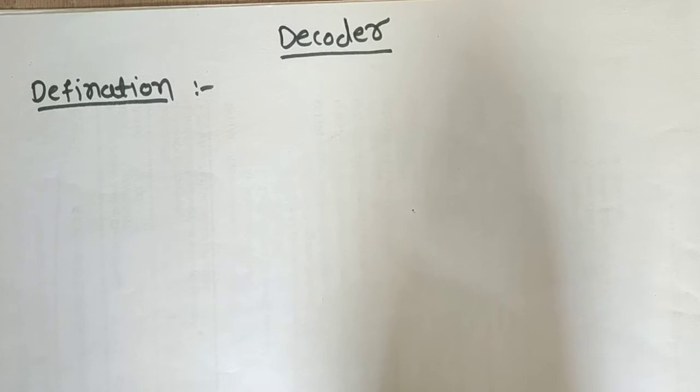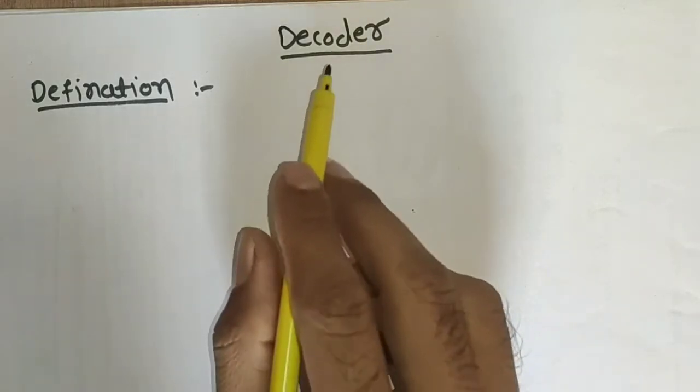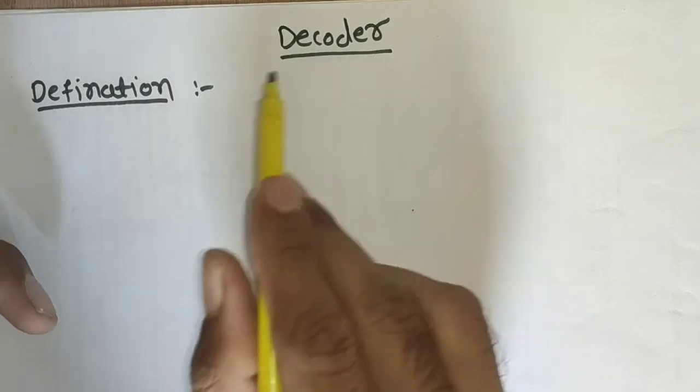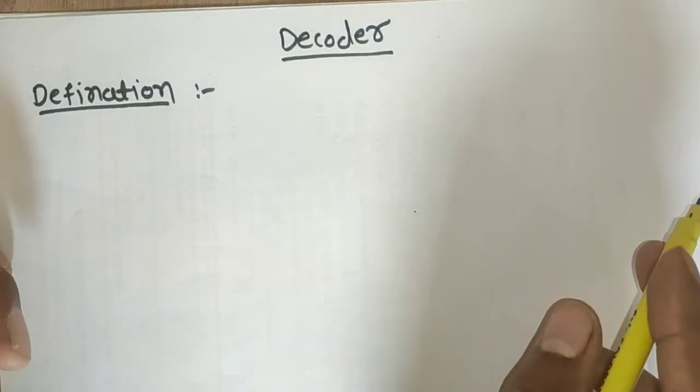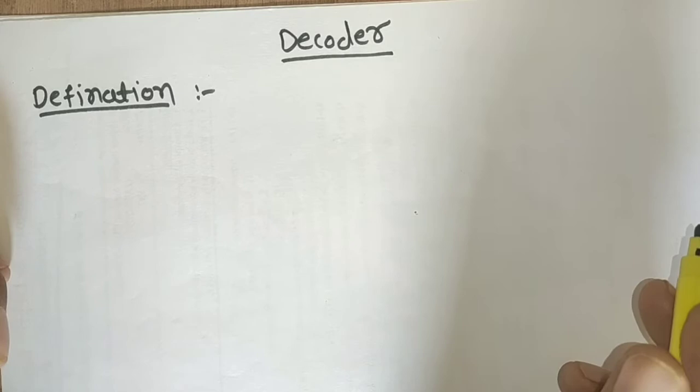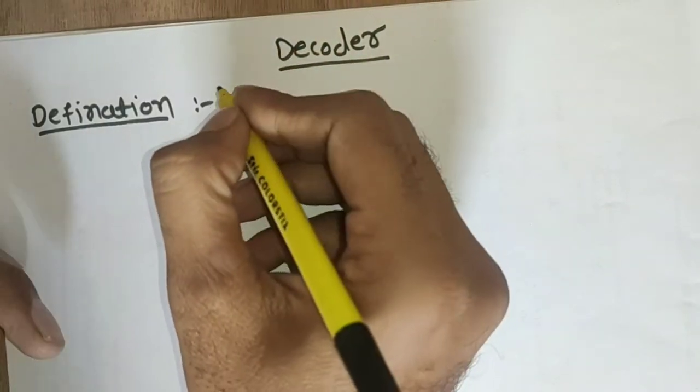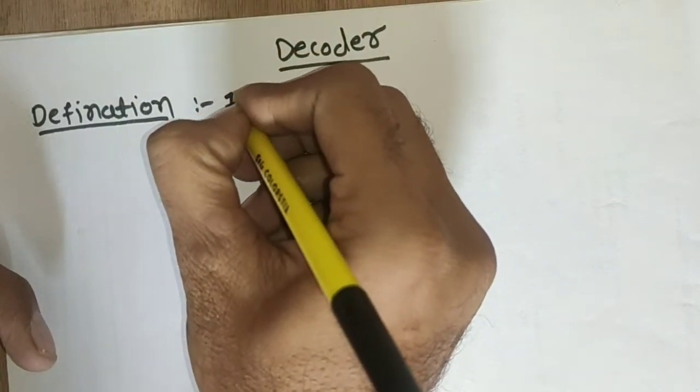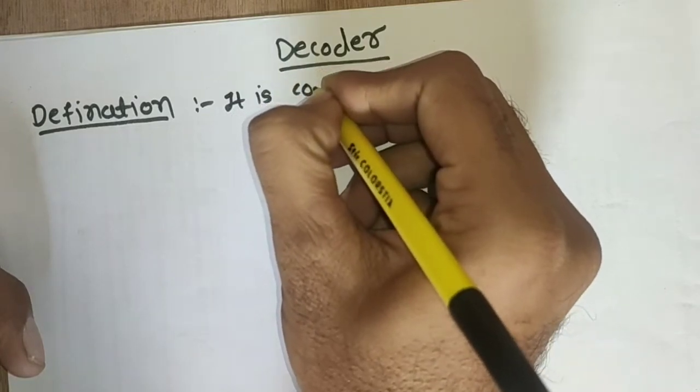Dear students, in the last video lecture we discussed the encoder, and today we are starting the decoder. First, what is the definition of a decoder? A decoder is again one of the combinational circuits. It is a combinational circuit.